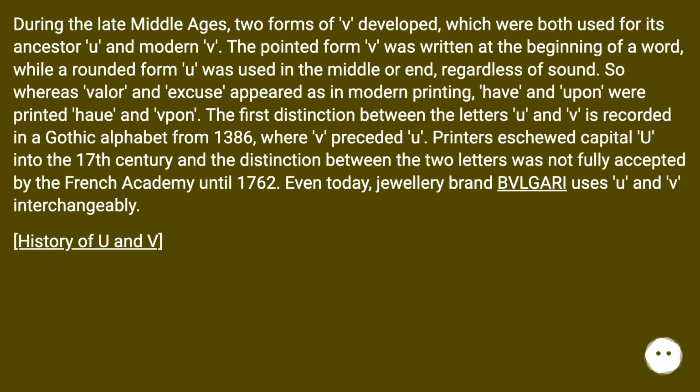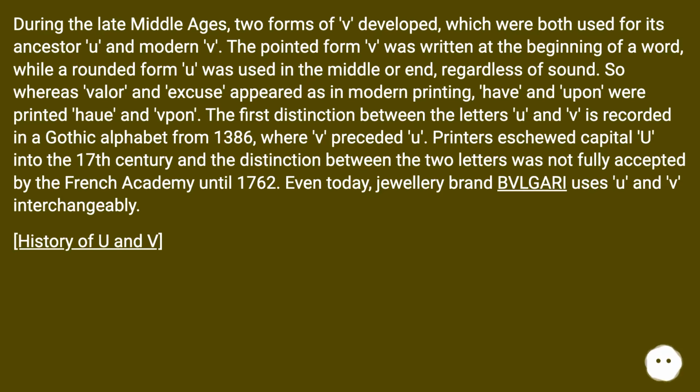During the late Middle Ages, two forms of V developed, which were both used for its ancestor U and modern V. The pointed form V was written at the beginning of a word, while a rounded form U was used in the middle or end, regardless of sound. So whereas "valve" and "excuse" appeared as in modern printing, "have" and "upon" were printed "haue" and "vpon."